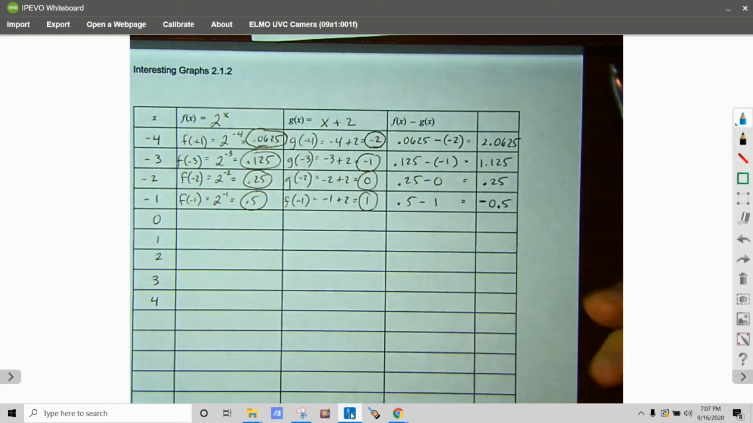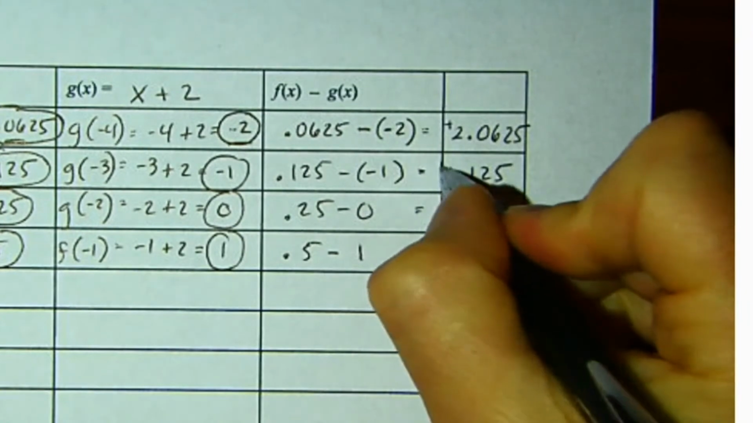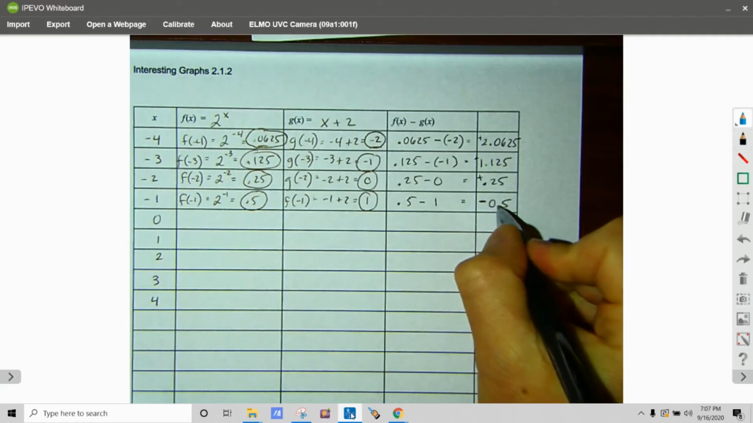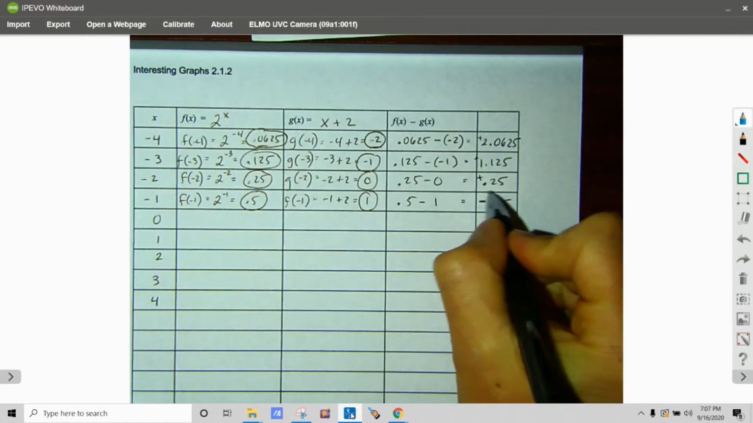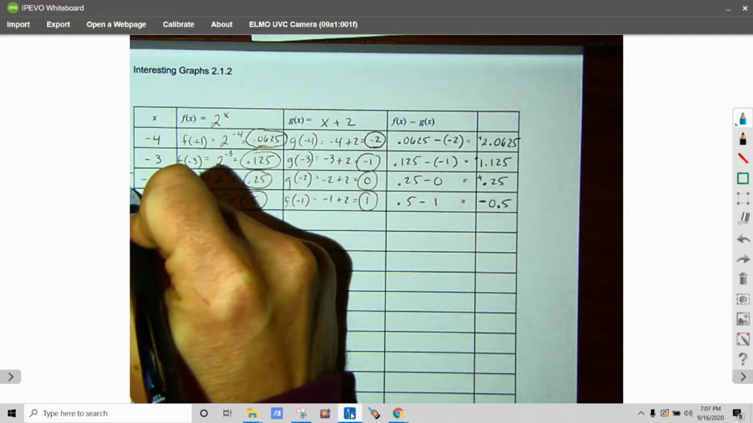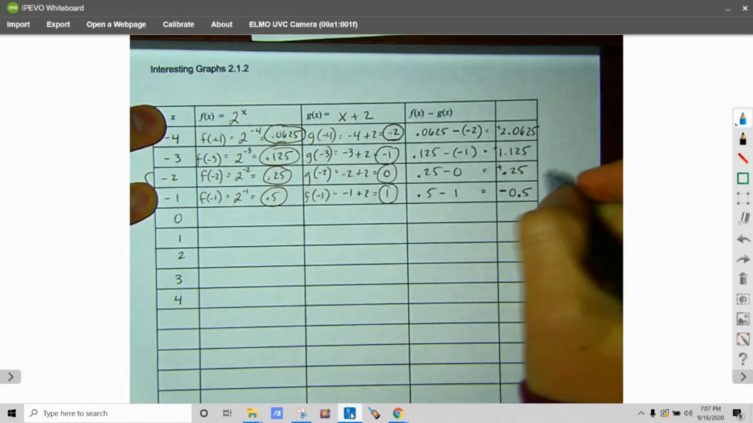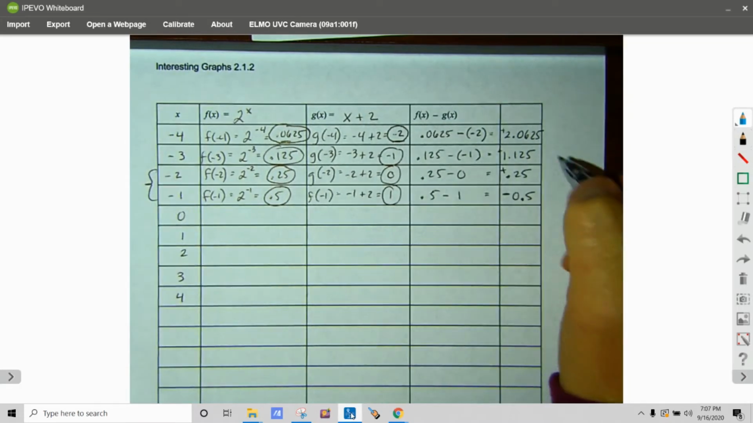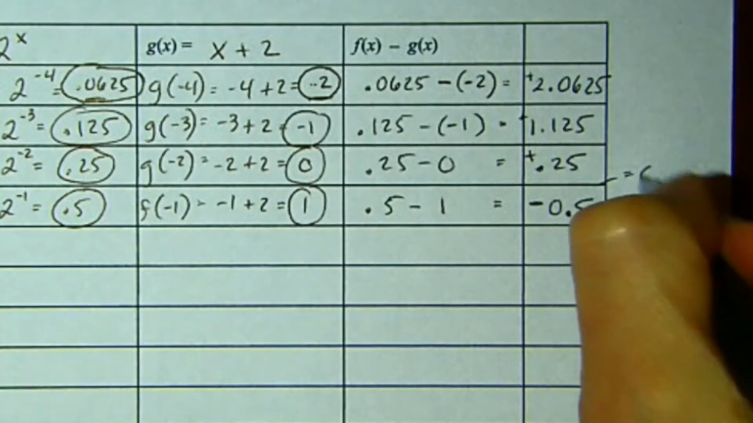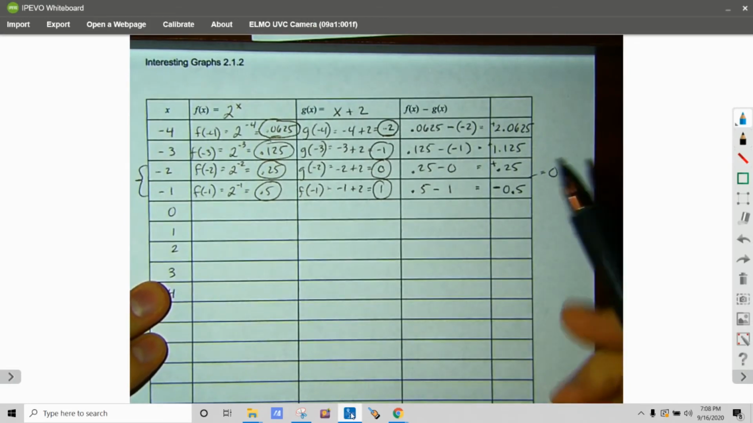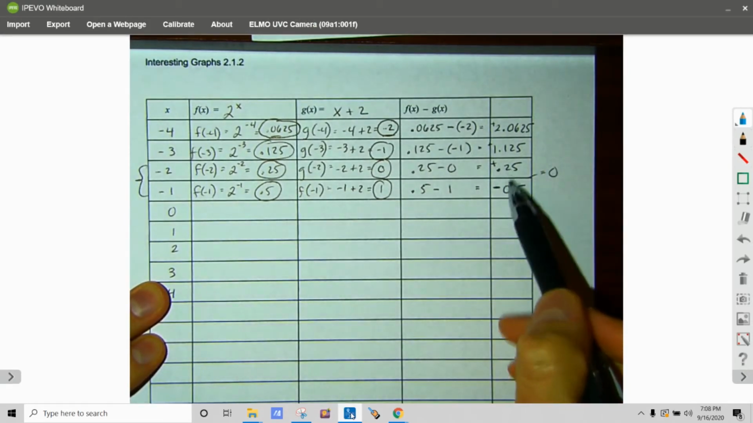After plugging in these numbers, notice what's happening. The difference is getting smaller to the point where it was positive here. Now all of a sudden it became negative, which means somewhere in between negative 1 and negative 2, the graphs of these two functions intersected. Because at some point it was equal to 0 here. Now, whether it be closer to negative 1 or negative 2, we'd have to do some further investigation. But I can tell you right now, they've intersected.